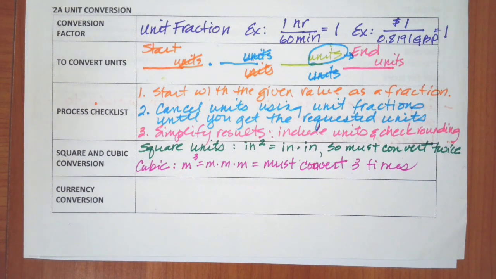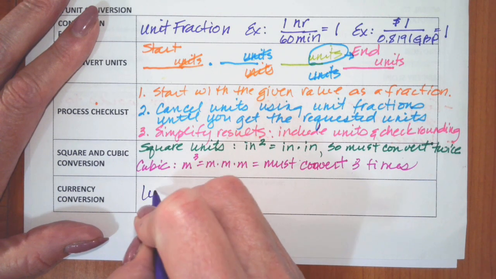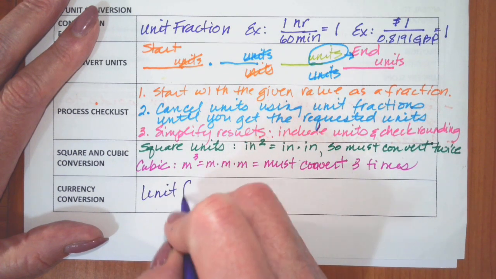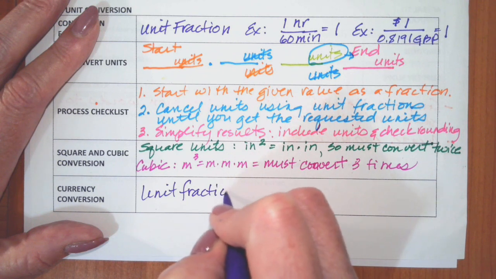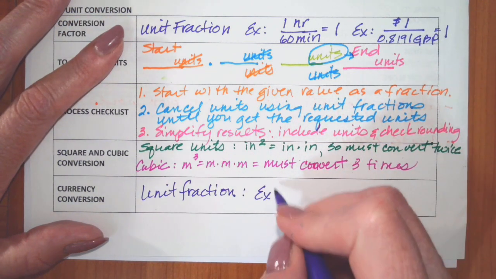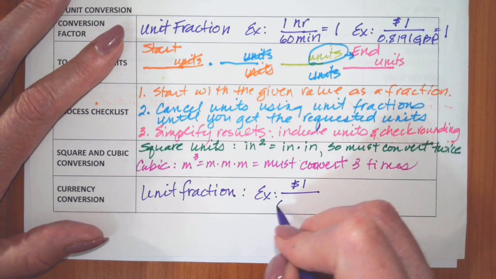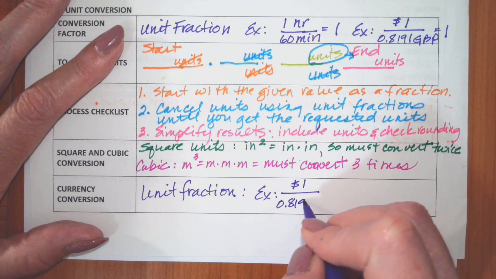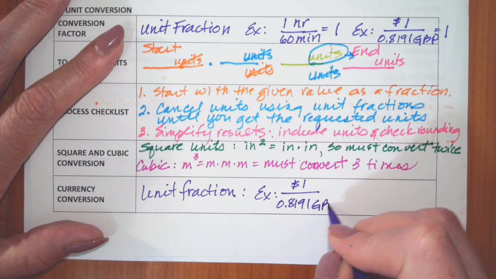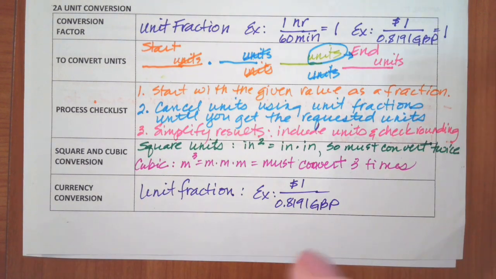Okay, and lastly, we talked about currency conversion, which is just unit fractions. Okay, so this again is just a unit fraction. For example, the one we did up here, $1 is the equivalent of 0.8191 Great British pounds. And again, you can do that upside down as well.